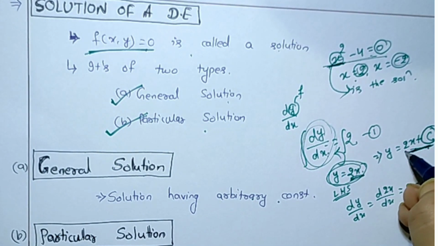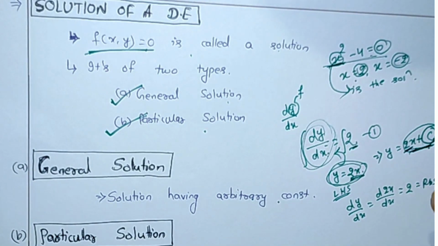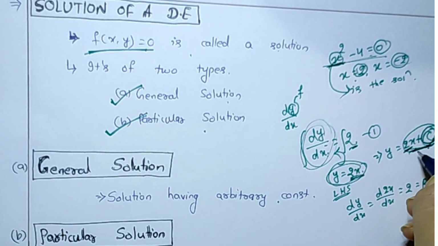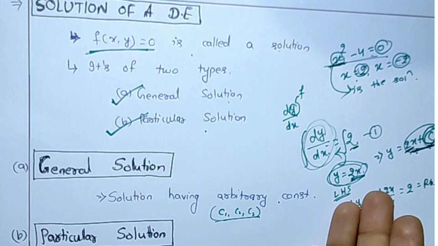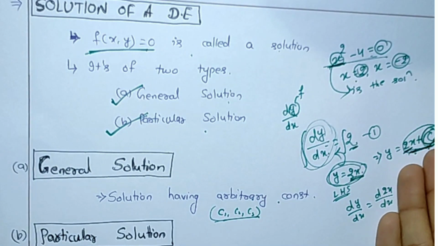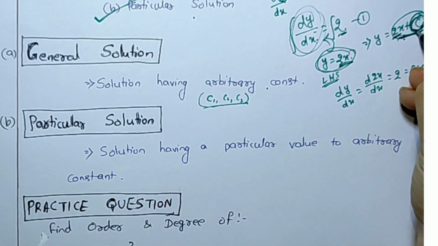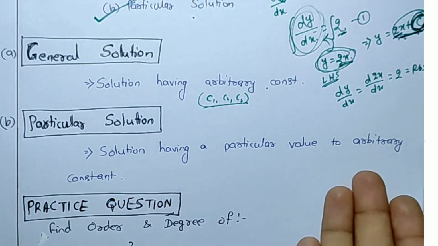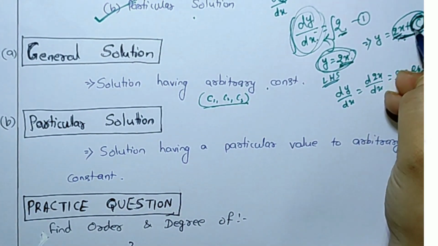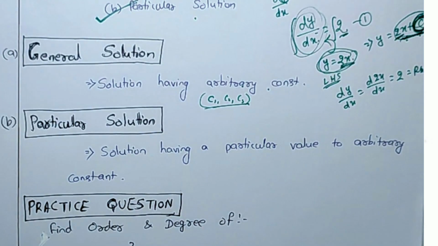When I put y is equal to 2x plus c, the derivative of 2x is 2 and the derivative of c is 0. So an arbitrary constant is involved, right? So this is called a general solution. When an arbitrary constant, c1, c2, c3, all are integrating constants or arbitrary constants, is involved in an equation, it is called a general solution. If I have a particular value for this arbitrary constant, then I can say this is a particular solution. If this arbitrary constant is assigned a value, then we call this a particular solution.